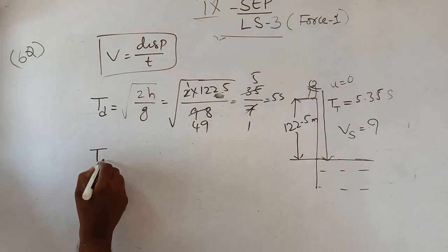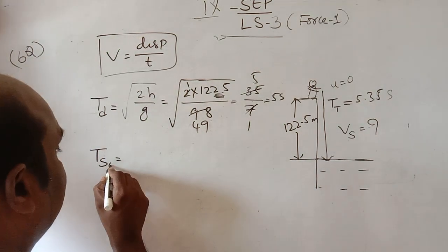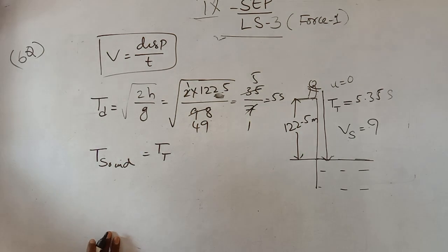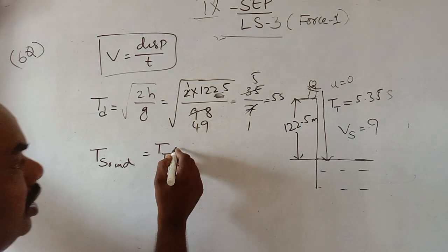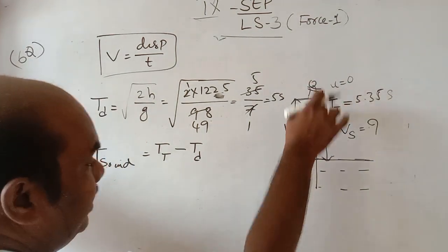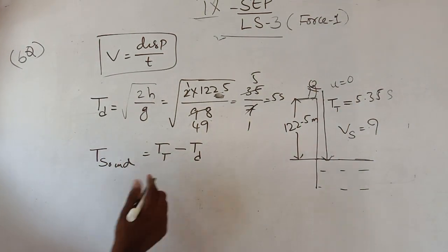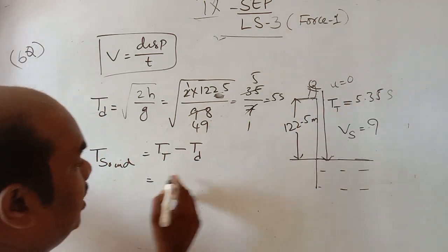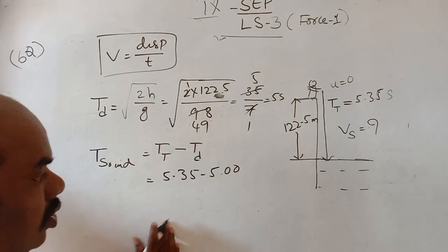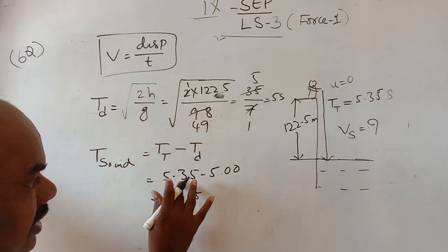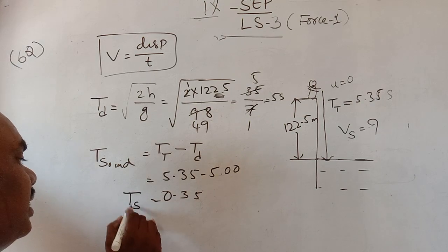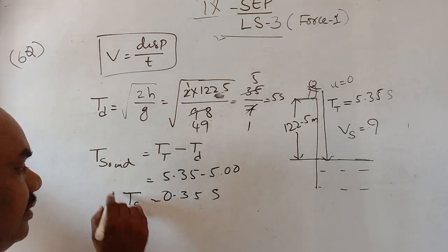Now the time taken by the sound, when the sound is produced, is equal to the total time of the stone minus time of descent. If you subtract total time minus time of descent, you will get the time traveled by the sound. So what will happen? Total time is 5.35 minus 5. 5 is nothing but 5.00. 5 minus 0, 5. 3 minus 0, 3. 0.35. This is the time traveled by the sound, in seconds.